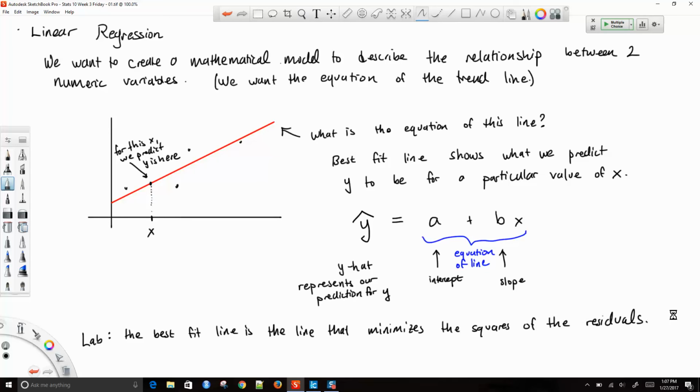So a residual is the difference between the actual value of y and what we predict for it. For this particular x, we would predict our value of y to be right here at the line, but the actual value, so this up here is our prediction, this down here is the actual. So this distance between the prediction and the actual, that is our residual.